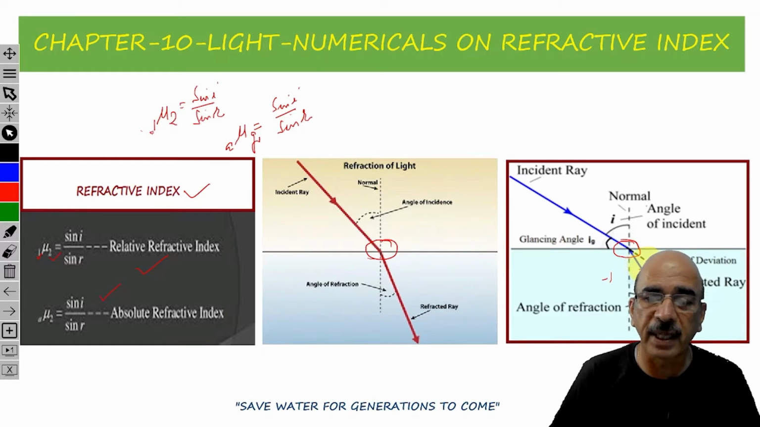Okay, it deviated from its path. So this is called the angle of deviation of the refracted light. This is the angle of incidence, and this is the angle which the incident ray is making with the surface of separation of two media, or we can say with the interface, right? So now we are going to discuss some numericals here.